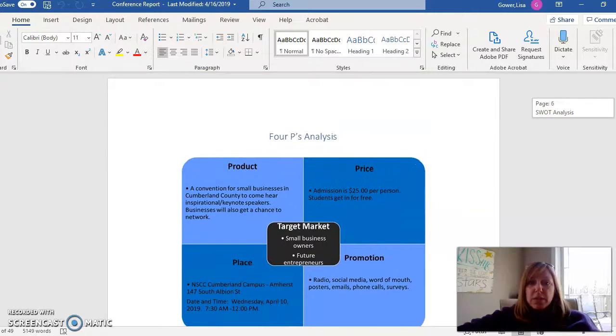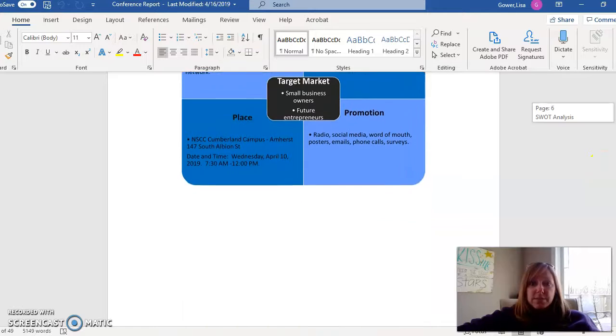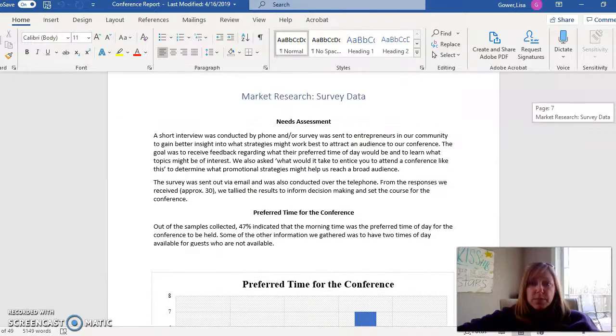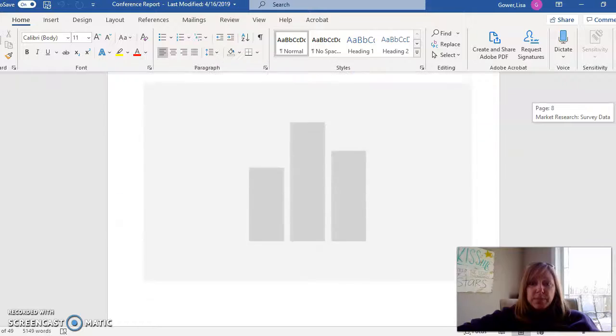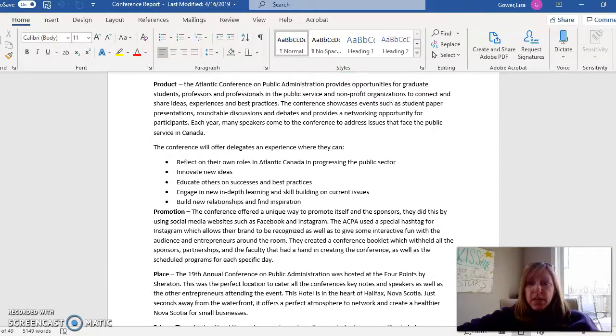They've got their 4 Ps. They were offering a conference at a $25 per person price point, and students would be free. Where it was going to be located was at our campus, and how they were going to promote it was by radio, social media, word of mouth, posters, emails, direct phone calls, and a survey to check in with customers. They actually did their survey. That's some of their survey data.